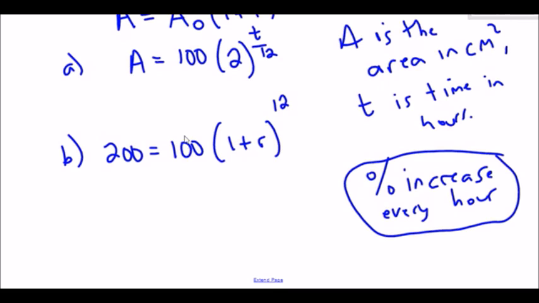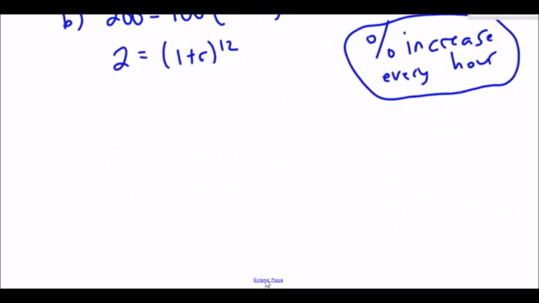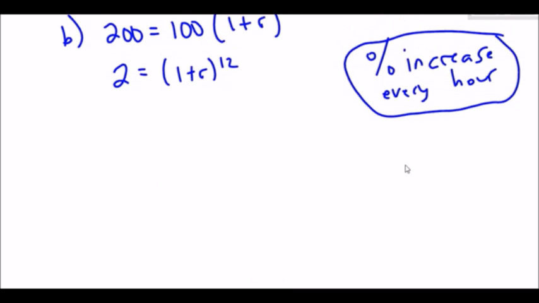So this is how I've set it up. I started at 100. It ended up at 200. I don't know what the rate is, but I know it sat there for 12 hours. So now I'm going to have to try to solve for r in this equation. So the first thing I need to do is I'm going to divide both sides by 100. Okay, and now I need to get rid of exponent 12. So how do you get rid of an exponent? So let's make sure that you see this.